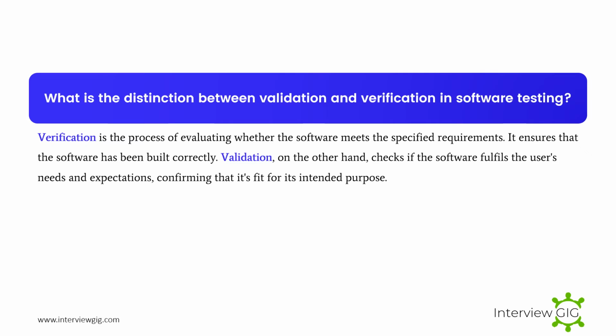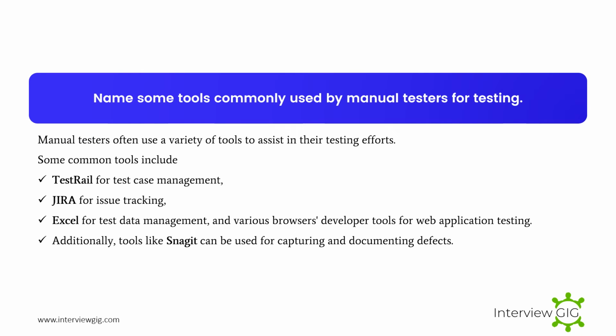Name some tools commonly used by manual testers for testing. Manual testers often use a variety of tools to assist in their testing efforts. Some common tools include TestRail for test case management, Jira for issue tracking, Excel for test data management, and various browser developer tools for web application testing. Additionally, tools like Snagit can be used for capturing and documenting defects.